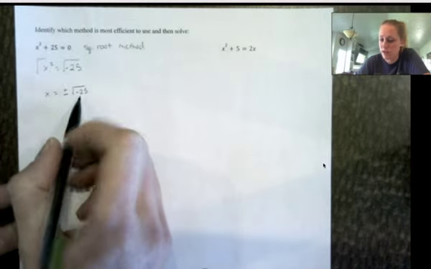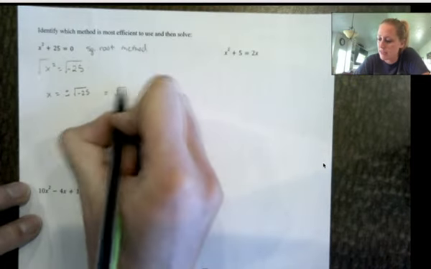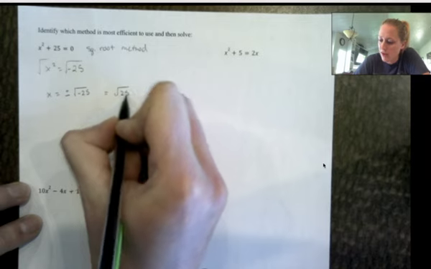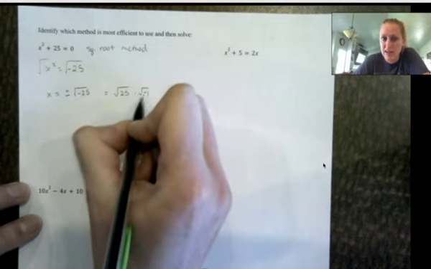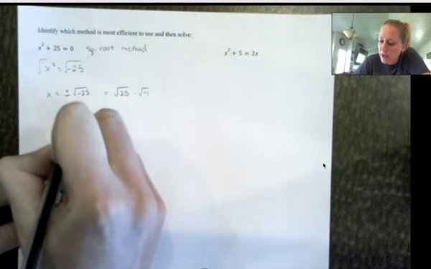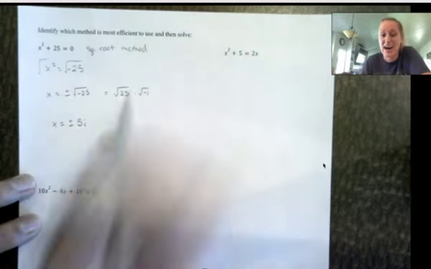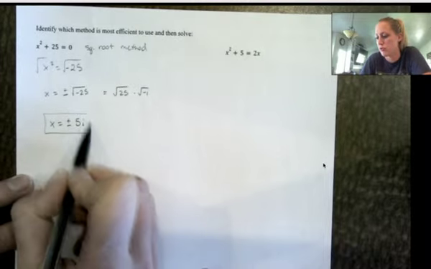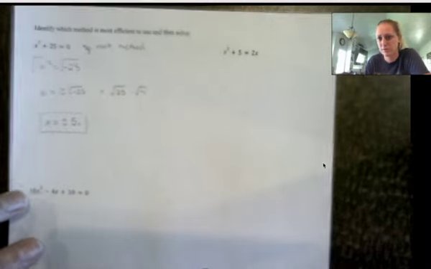So the square root of negative 25 is the same as the square root of 25 times the square root of negative 1, so that's i, and then the square root of 25 is 5. So x is equal to plus or minus 5i. Those are my two imaginary solutions.